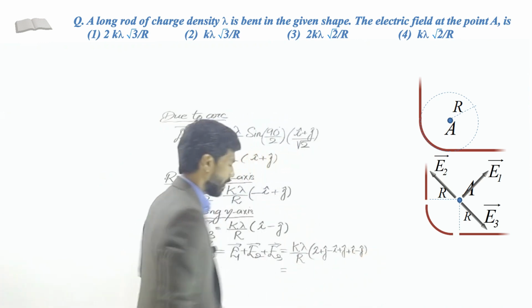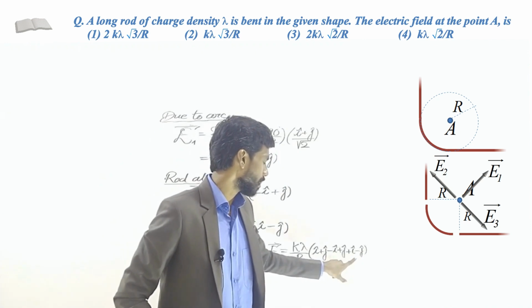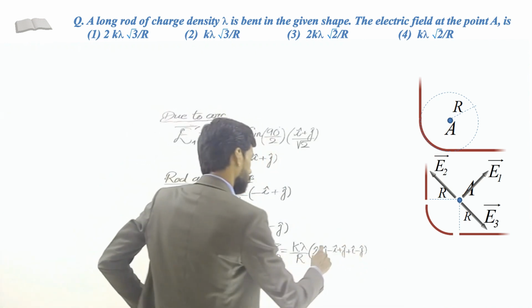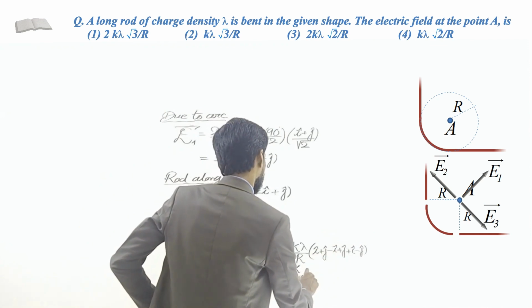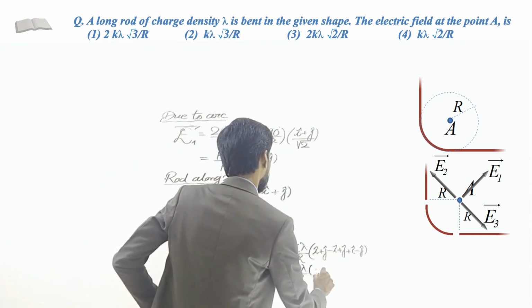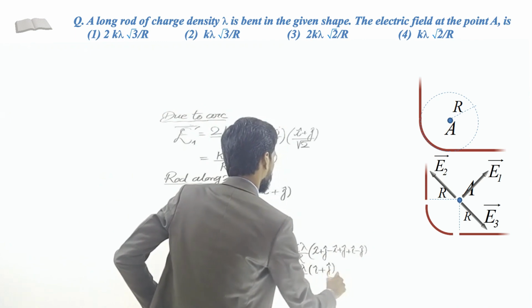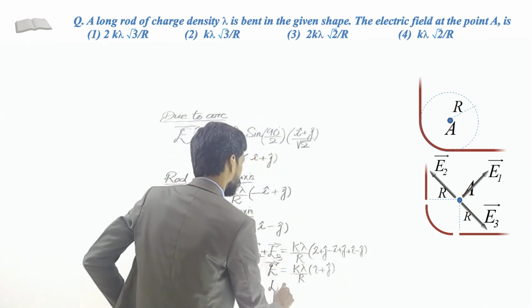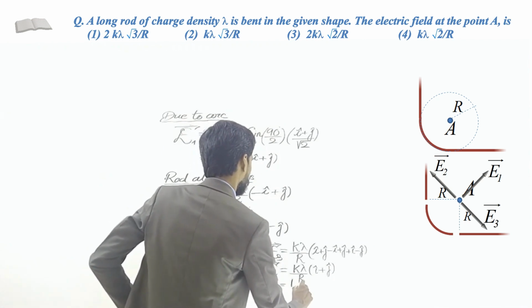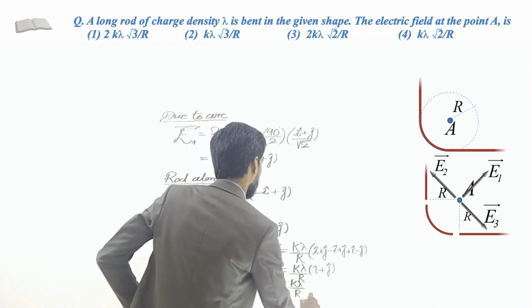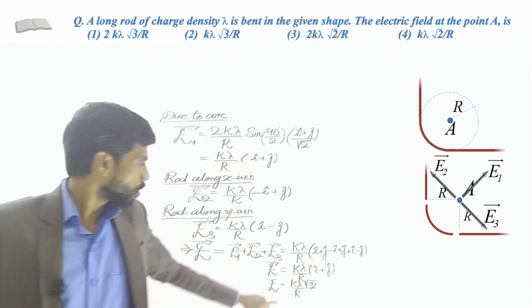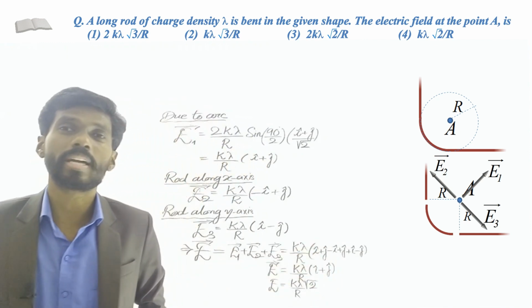If you add these values, minus i and plus i cancel, and j cap cancels with the minus j cap. So this is simply i cap plus j cap, and the electric field is k lambda by r multiplied by i cap plus j cap. That's our required electric field vector. If you want just the magnitude, it is k lambda divided by r multiplied by root 2, since root 2 is the magnitude of i cap plus j cap. So that is the answer.